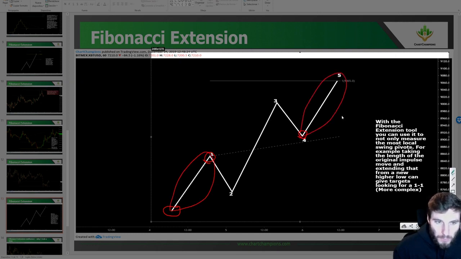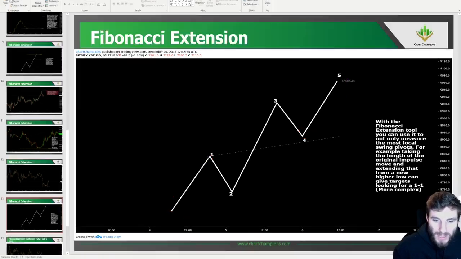This is Elliott wave theory, if I'm honest, but that's another way you can use the tool. Again, as I've mentioned here, with the Fibonacci extension tool, you can use it to not only measure the most local pivots. Instead of measuring this pivot here extended from the low, you can measure that line extended from this low and look for a relationship between the first impulsive move to the possibly last impulsive move up. Okay, so let's just explain what this tool is doing.